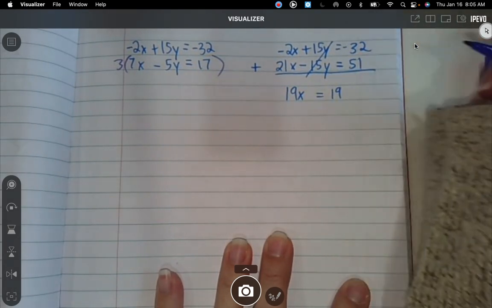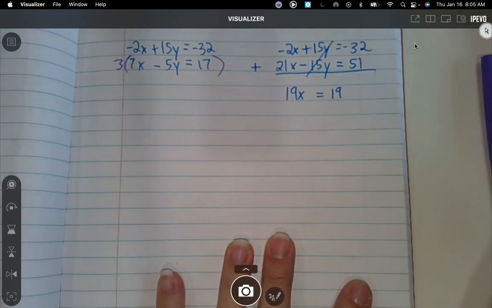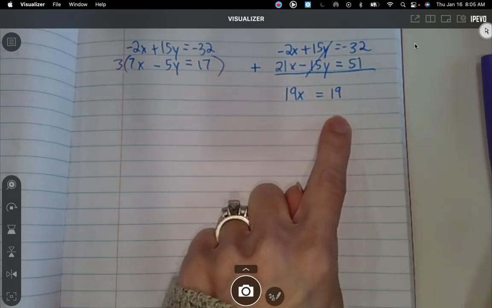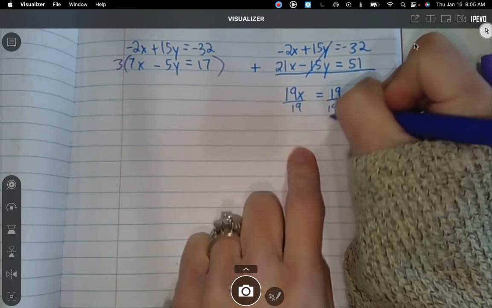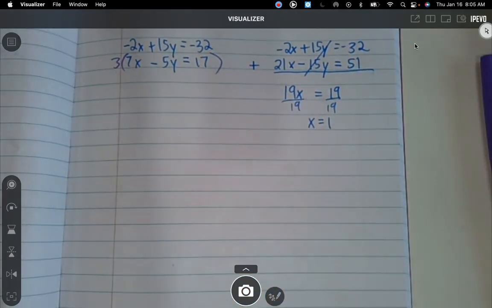19. It says 19x equals 19. How do you solve for x? Divide by 19. So x is 1. Oh, that's easy. Now you're halfway there. I think this is the hard part where everybody had trouble yesterday.